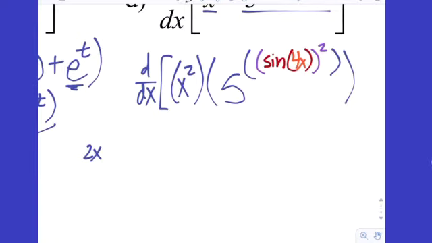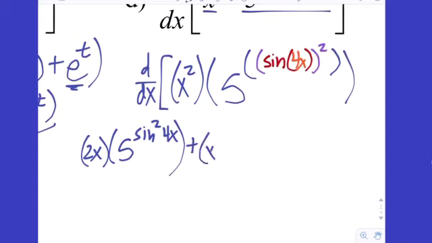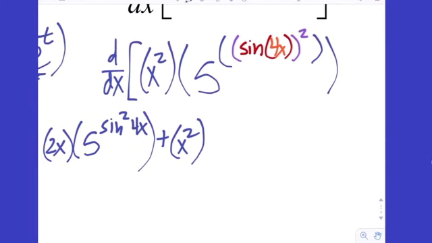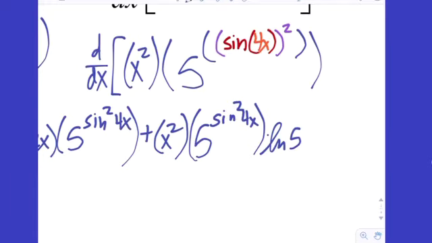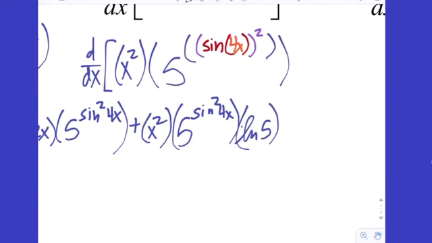The derivative of x squared is 2x times the second factor. I'm just going to rewrite it, and I'll rewrite it back in its condensed form, sine squared of 4x. There's the first term. Plus, now we just rewrite x squared, and the derivative of the second factor, that's exponential, because it's a numeric base and a variable exponent. So the derivative of 5 to the blob is 5 to the blob times what? The natural log of 5. Please don't forget that. That takes care of the exponential piece.